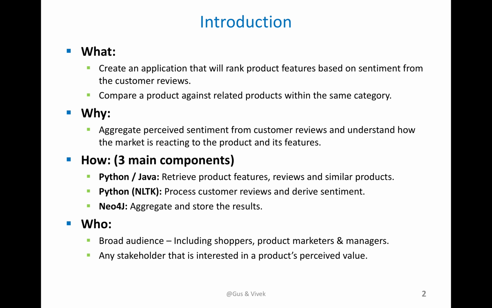The second component is where we are mining the actual review and producing a sentiment score. The second component is written primarily using Python NLTK, that's the Natural Language Toolkit library, a great library to just parse text. And then last, we are saving the results in a Neo4j database. It's a graph database, open source.